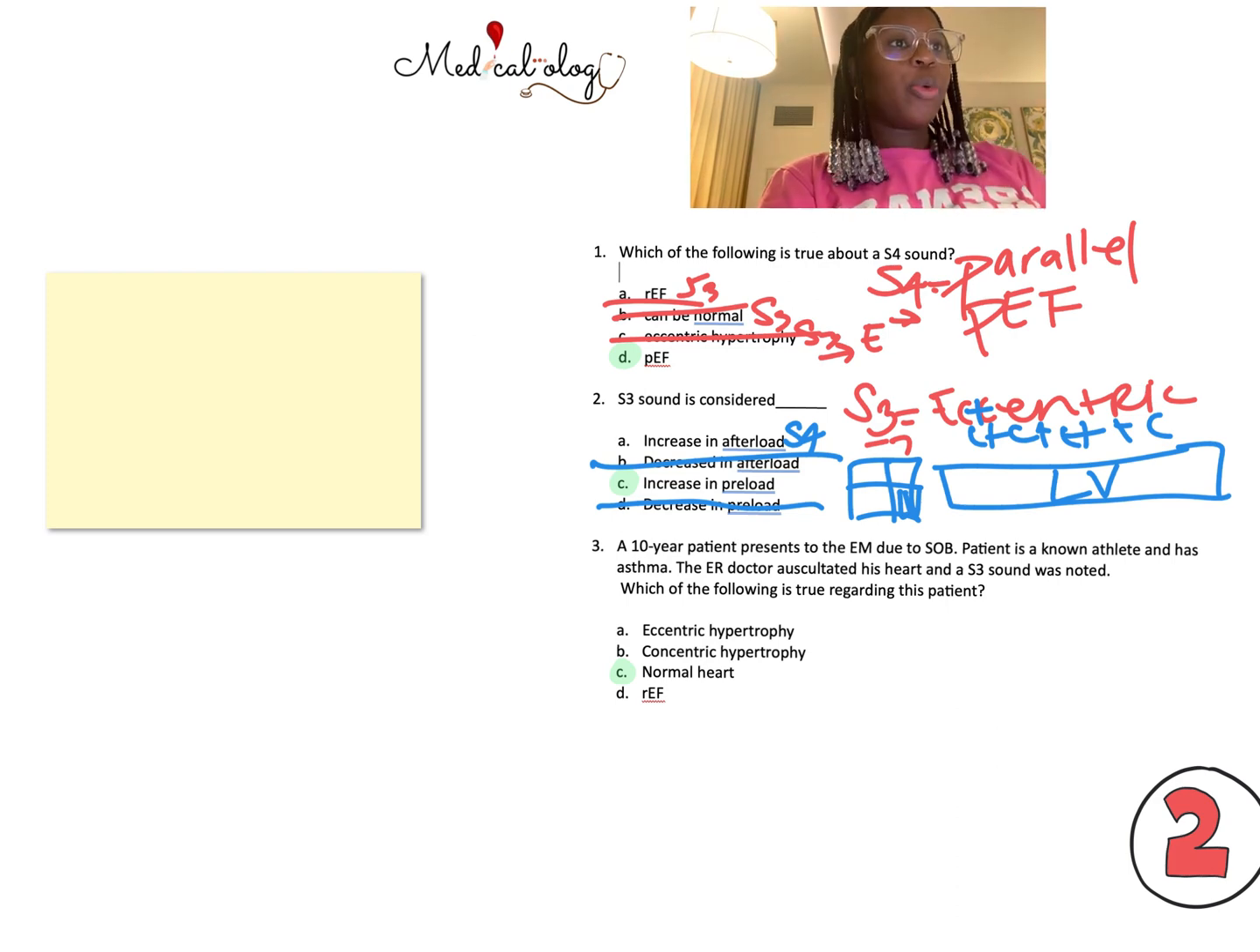Question 3. I want to reread this question, okay? So a 10-year-old patient presents to the ER due to shortness of breath. Patient is a known athlete, okay? So let's highlight that. And has asthma. The ER doctor auscultated his heart and an S3 sound was noted. So they're telling us that there's an S3 sound in this patient, right? Which of the following is true regarding this patient? So we know that the answer is C, but let's understand why.